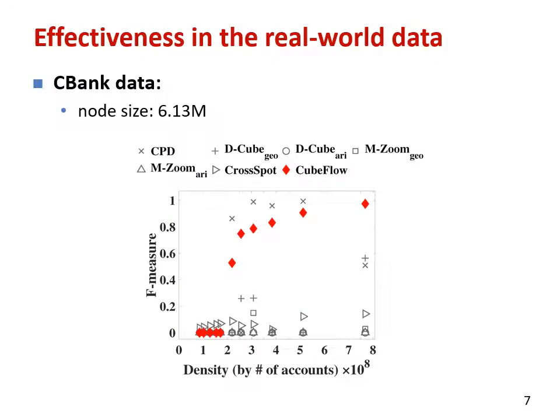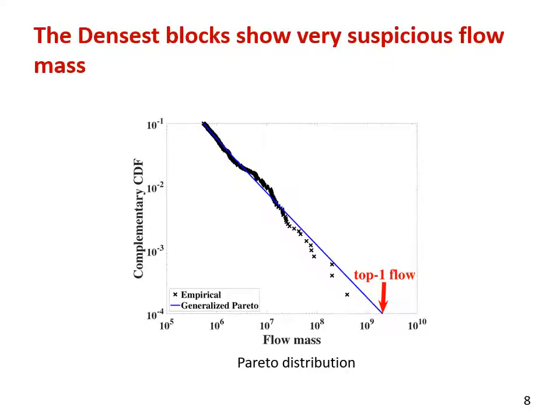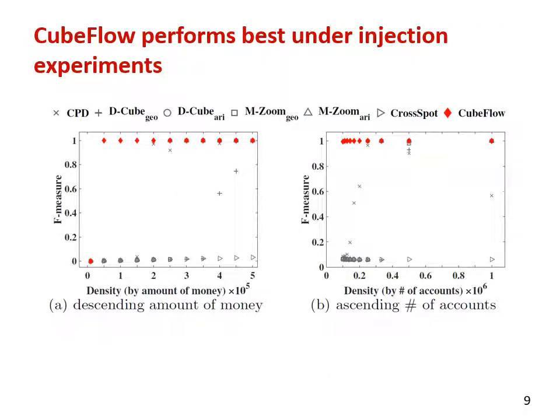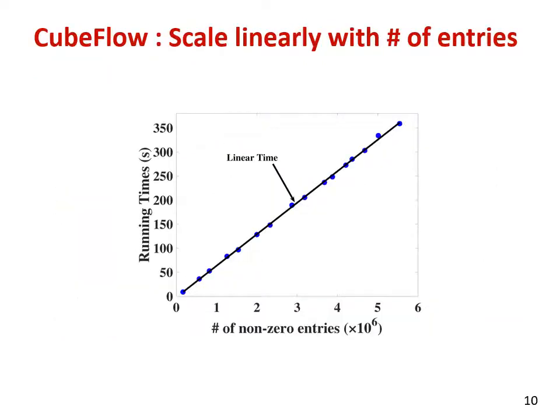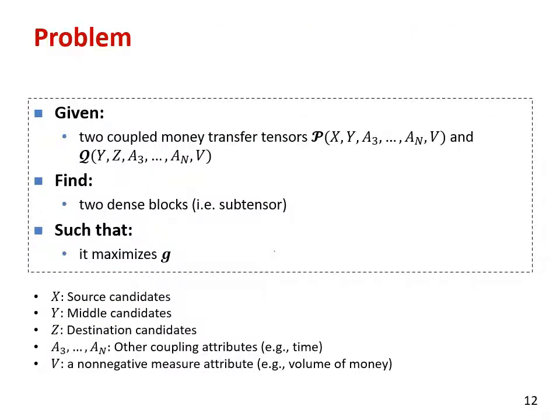CubeFlow detects earliest and accurately in real-world transfer data. We also use the Pareto distribution in the extreme value theorem to fit the mass of transfer flow, and the densest blocks found by CubeFlow look very suspicious. To verify the effectiveness of the algorithm, we conduct injection experiments under different settings. As shown in this figure, CubeFlow outperforms other baselines. Finally, our method scales nearly linearly with the number of non-zero entries. Our formal problem definition is, given two coupled transfer tensors P and Q, how can we detect two dense blocks?